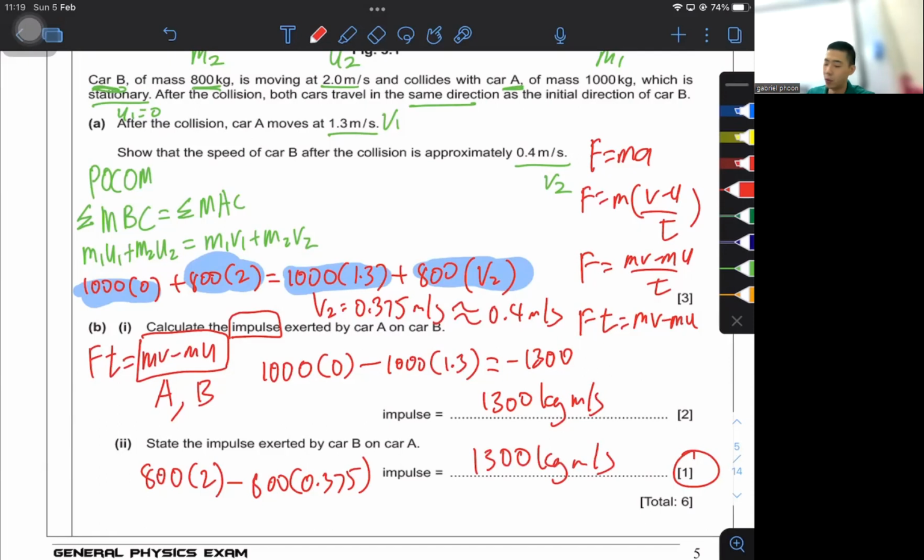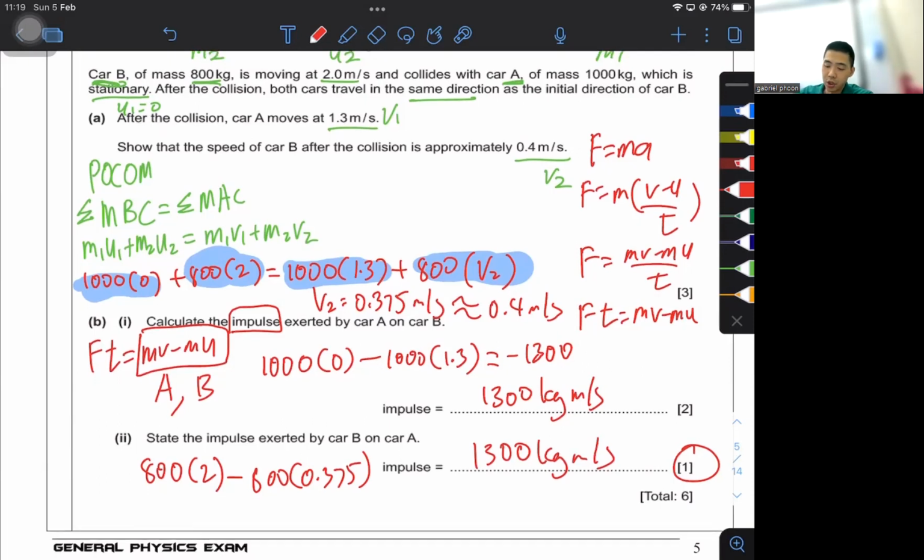Good, no questions. Then you move on to the next part, which is going to be the energy chapter.